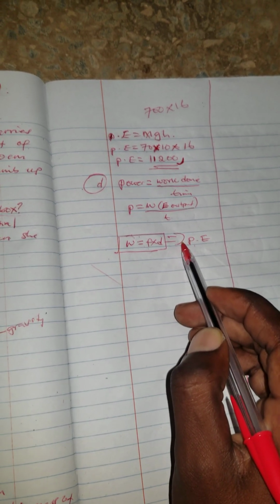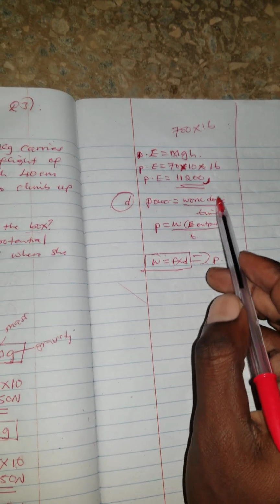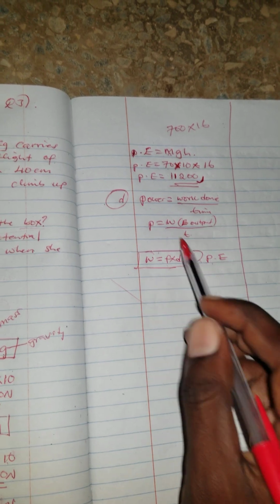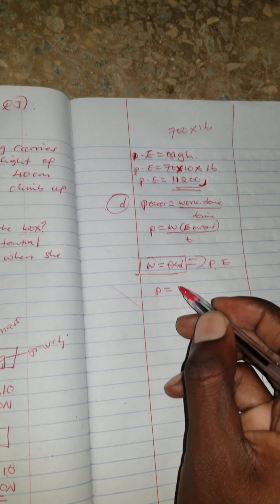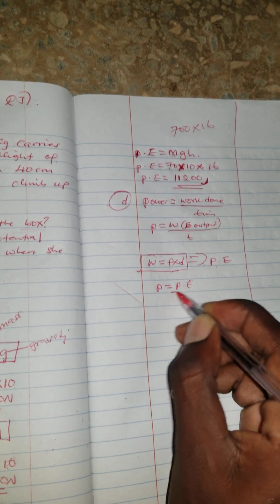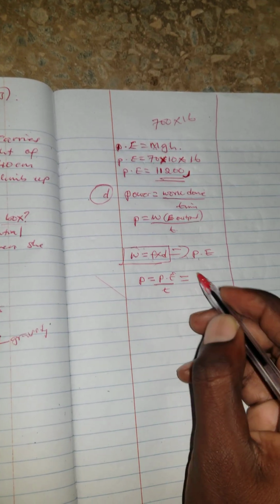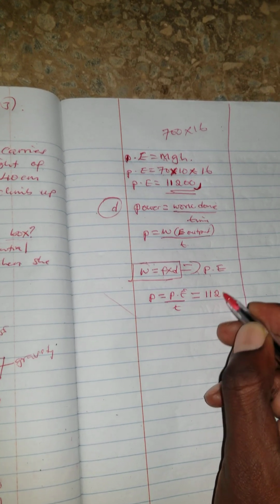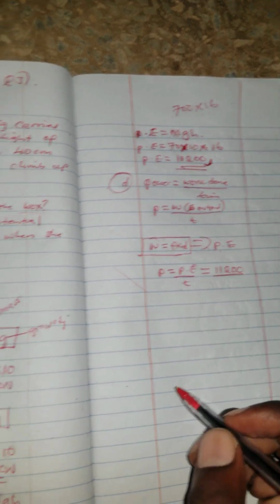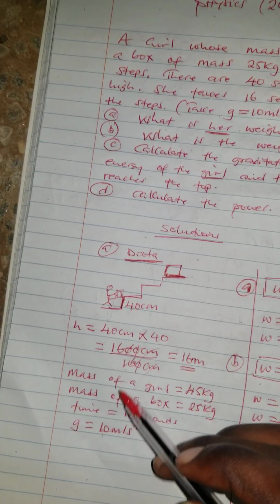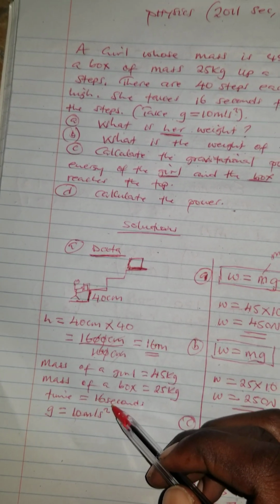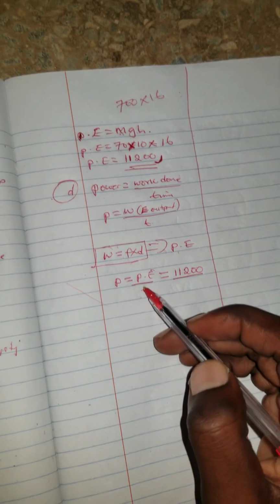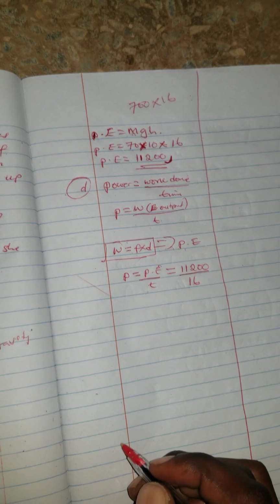So instead of us finding the work done here, we are going to say power equals the potential energy over the time taken, where we know our potential energy is 11,200 over the time. When we consider the data that we gathered, the time that it took for this girl to climb these stairs is 16 seconds, so what we record here for time is 16 seconds.